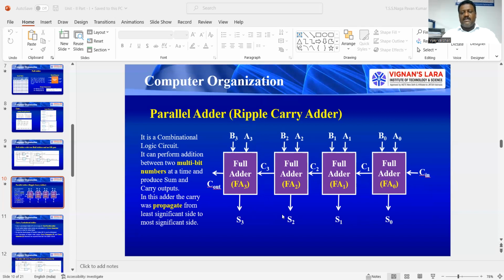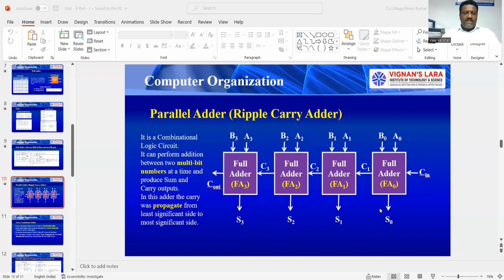And one more interesting thing is, on the least significant side, instead of this full adder, I can also use a half adder circuit. We know that a half adder can do addition between 2 bits. That time we are ignoring this C. Directly we are applying A0 as well as B0. This is a 4-bit case.